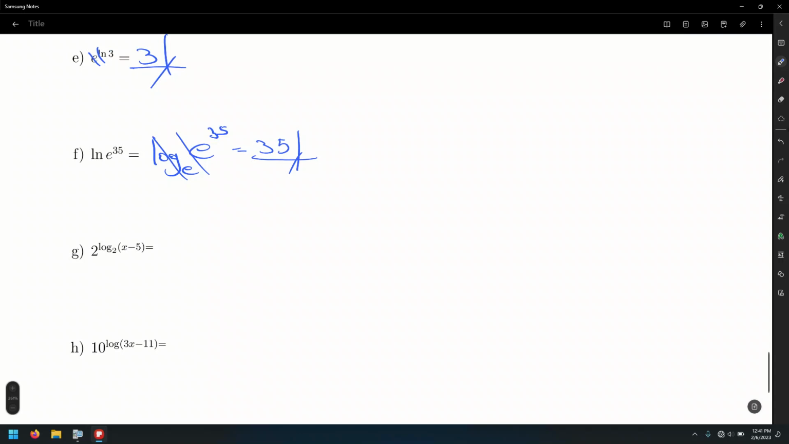What about letter G? Well, for letter G, we don't have E and ln. Nevertheless, we have an exponential and a logarithmic expression. We have a composition, rather, of both. In just the same way that we look for the base of the logarithm to match the base of the exponential on the previous couple of examples, we have to do the same here. What's the base of the exponential? What's the base of the logarithm?